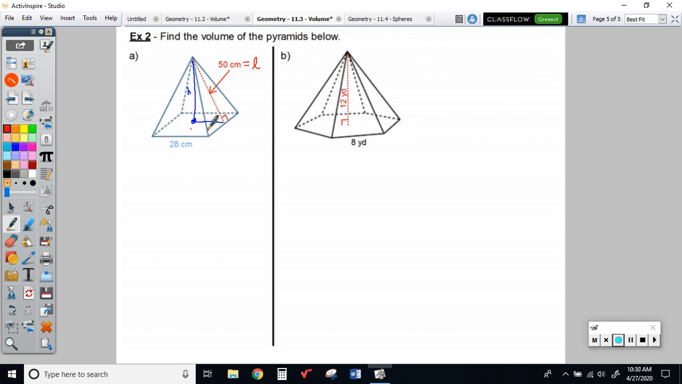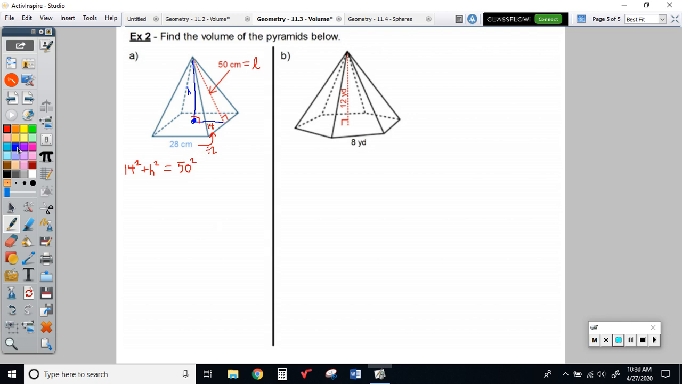We've got 28 here. That would make this 14 right here. We're just dividing by 2, splitting that in half, being directly aligned with the center up to the apex or the vertex of the pyramid there. So you've got 14 squared plus h squared would equal 50 squared on this one. So 14 squared plus h squared, let's do that work to get what h is, equals 50 squared.